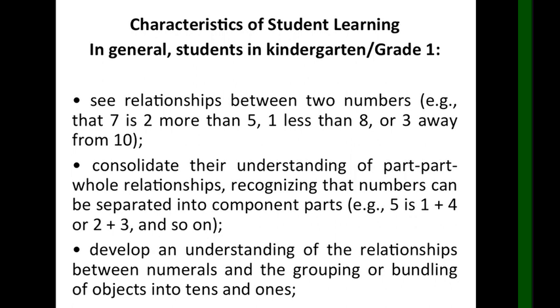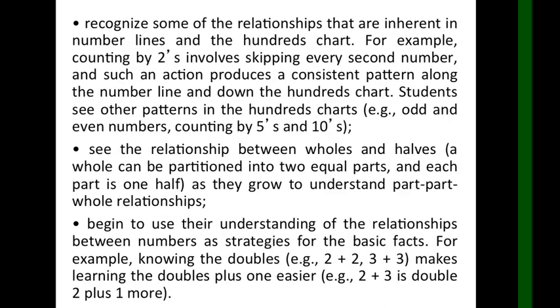They see relationships between two numbers, for example, that 7 is 2 more than 5, 1 less than 8, or 3 away from 10. They consolidate their understanding of part-part-whole relationships, recognizing that numbers can be separated into component parts. Example, 5 is 1 plus 4 or 2 plus 3, and so on. They develop an understanding of the relationships between numerals and the groupings or bundling of objects into tens and ones. They recognize some of the relationships that are inherent in number lines and hundred charts.